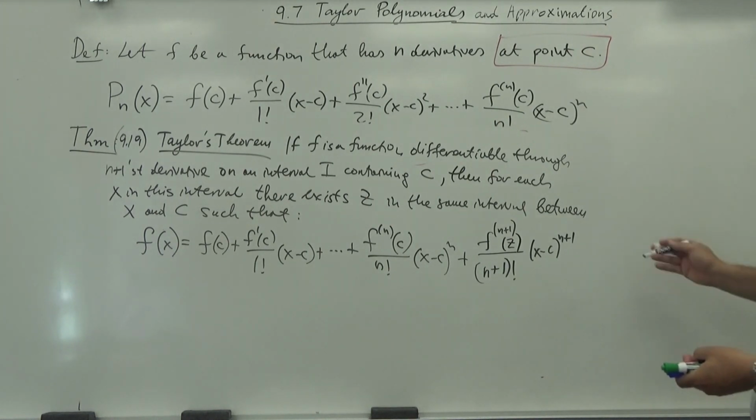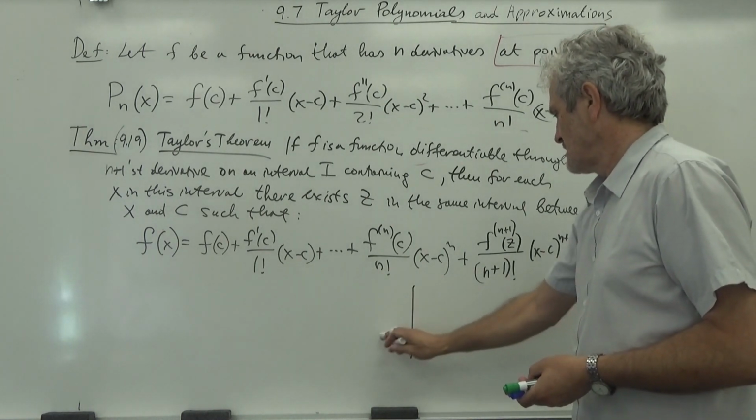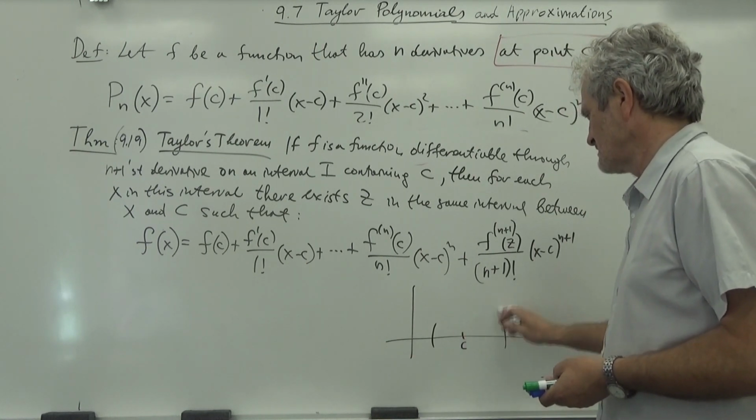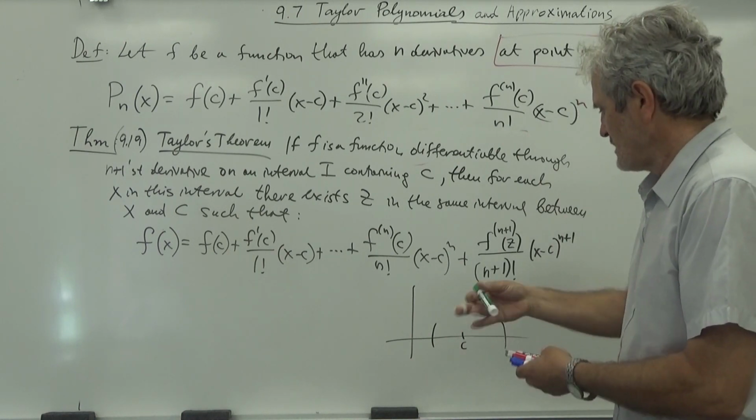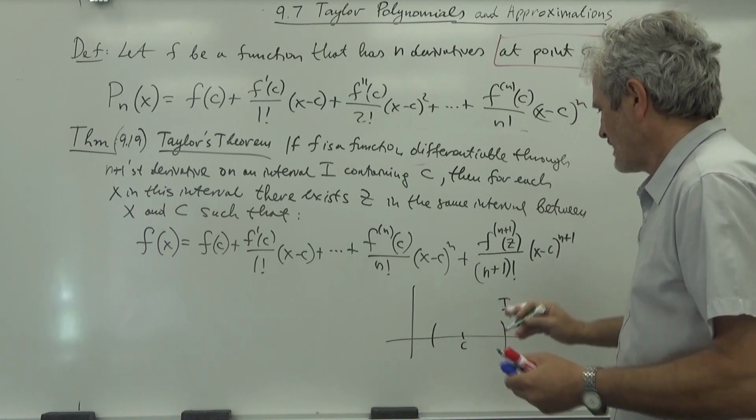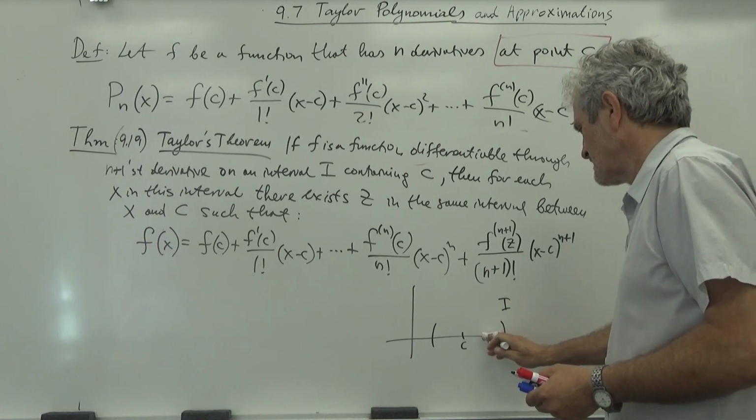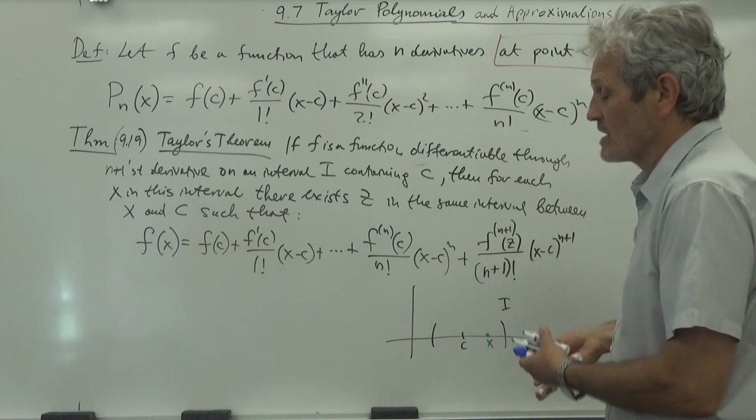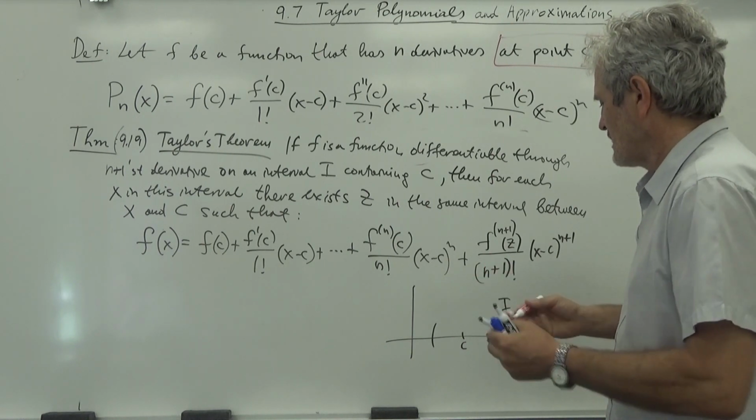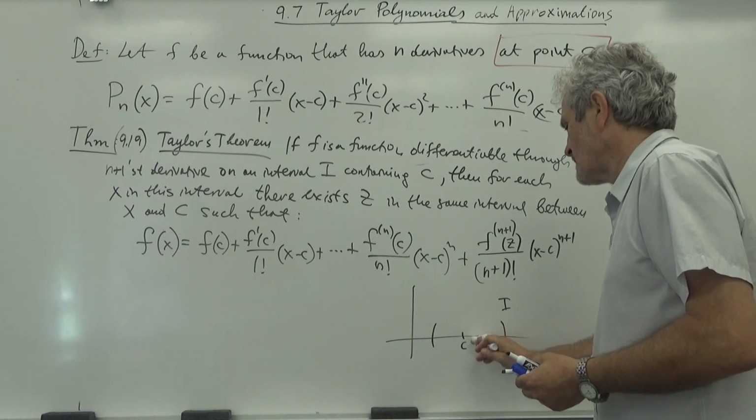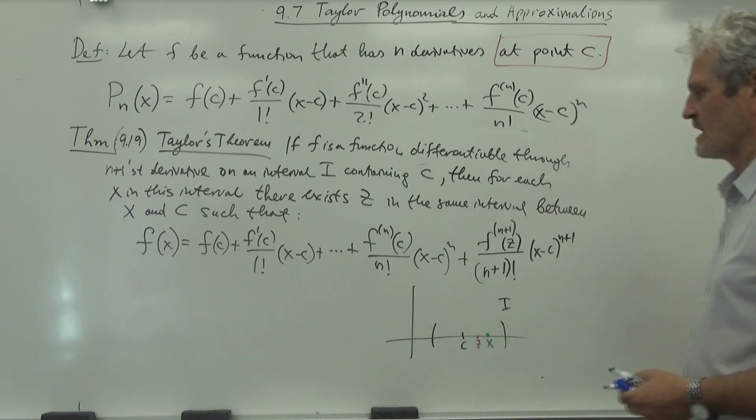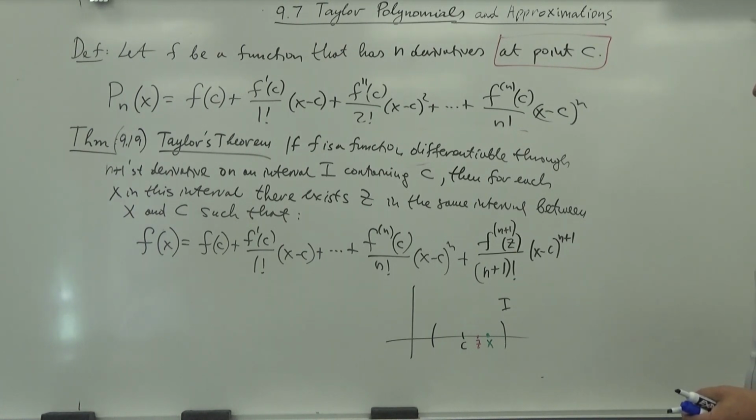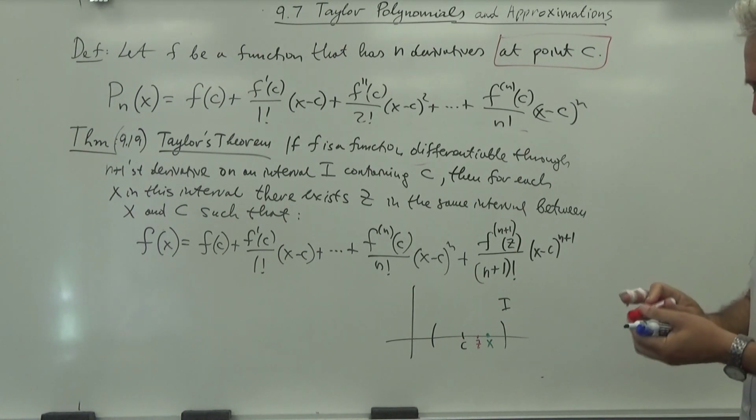So generally what happens is, if we draw this, if we have c here, and here is that interval, then if I estimate my function at x, then that z is, and we don't know where, we cannot calculate it, that's the ambiguous part, somewhere in between. So it's not calculated at c like everybody else, it's somewhere between c and x. So that's Taylor's theorem.